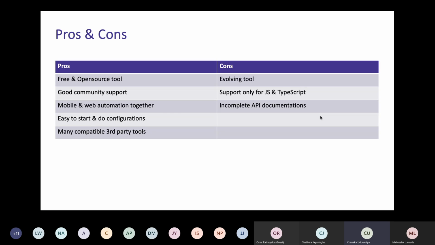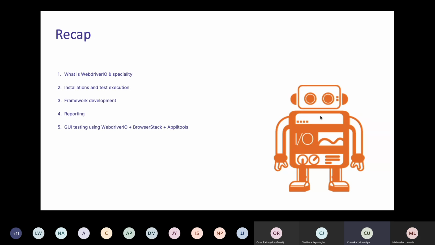Right, cool. So with that, we are about to wind up the session, but before that, we will go through the recap quickly. We learned what is the specialty of WebDriverIO and what it is, and after that we configured our test environment and did a test execution. Then we created our customized framework and integrated our report into that, and we saw how we can do GUI testing with WebDriverIO plus BrowserStack plus ApplyTools. That is about the session, guys.